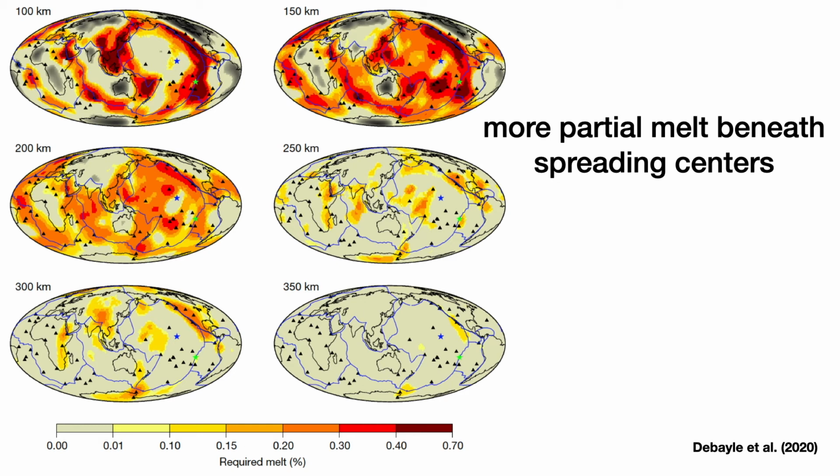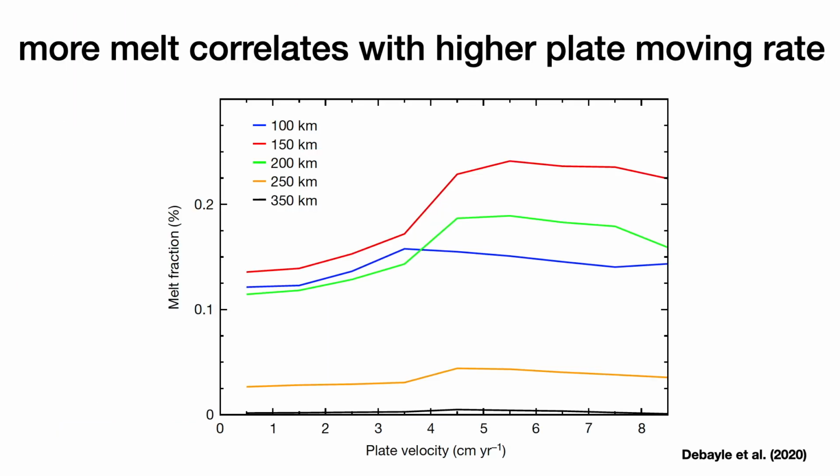They found that most of the melt within the asthenosphere is seen below the oceanic lithosphere, close to the spreading centers. Furthermore, they found that the increase of melt fraction roughly correlates with the increase of plate moving rate, particularly for melt between the depths of 150 to 200 kilometers. This indicates that partial melt within the asthenosphere with low viscosity may facilitate the movement of lithospheric plates.